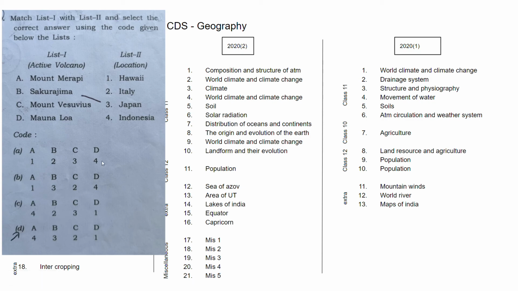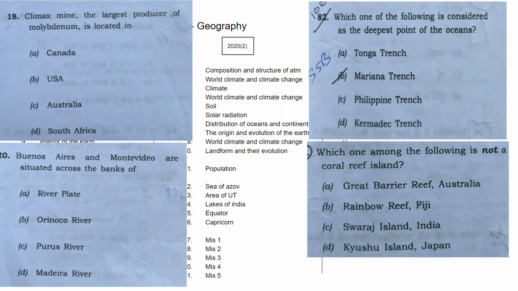Coming to the more miscellaneous questions, here are all the miscellaneous questions. Climate mine. There are so many mines in the world, you cannot learn them. So it is a waste to spend time going through these questions. For example, Buenos Aires and Montevideo are situated across the bank of a river. Which one of the following is considered as the deepest point of the ocean? Which one of the following is not a coral reef island? So all these questions you cannot prepare. These are the questions which I calculate in miscellaneous.